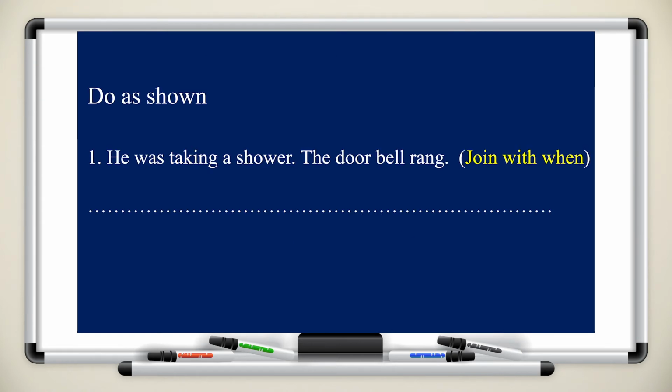Now, the other type of questions that we have for grammar is do as shown between the brackets. You have to read the sentence and do exactly what they want you to do as shown between brackets. Now, number 1, he was taking a shower, the doorbell rang. Between the brackets, as you can see, join with when. Can you try to answer this question by yourself? I'll give you 5 seconds.